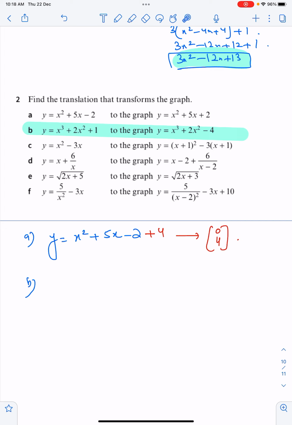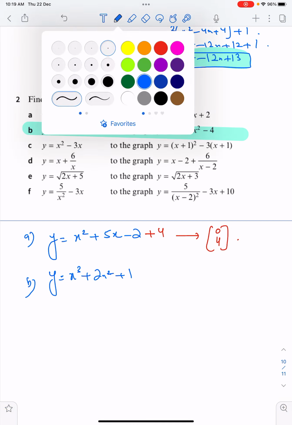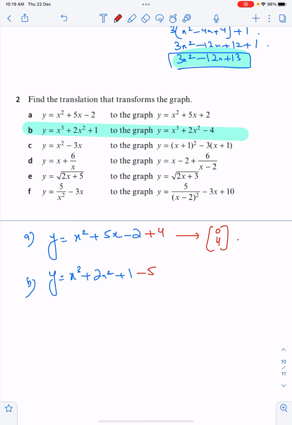Okay, in the B part it says y equals x cubed plus 2x squared plus 1. If you notice, in place of positive 1 they have written a negative 4. So positive 1 plus what is negative 4? Positive 1 minus 5 is negative 4. So I am just writing it here, y equals x cubed plus 2x squared plus 1 minus 5, so that it became negative 4. That means the whole graph has gone 5 units down.